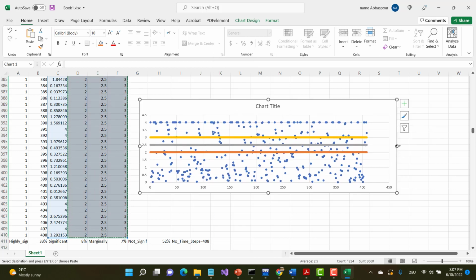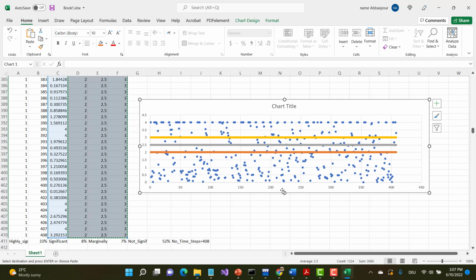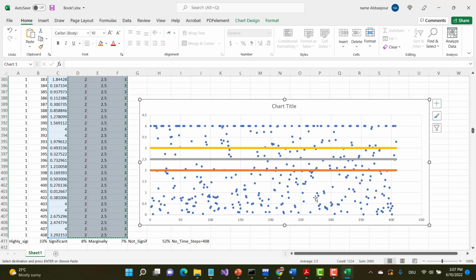So here you can see visually that this would be not significant, below 2. Between 2 and 2.5, this would be marginally significant. Between 2.5 and 3, that would be significant. And above 3, all of these would be highly significant. So you can see almost half is not significant, and half of the time it is significant.